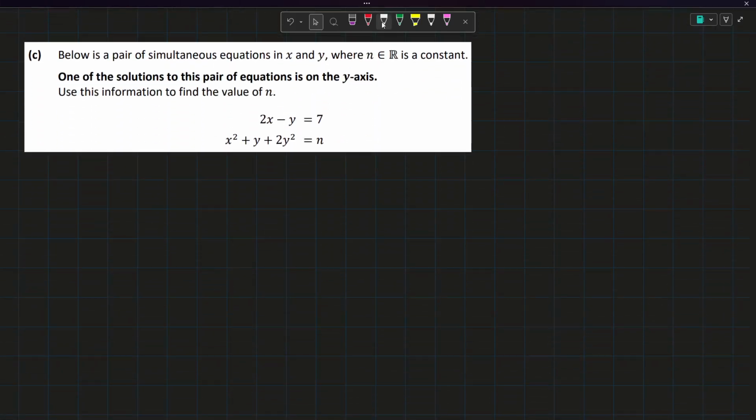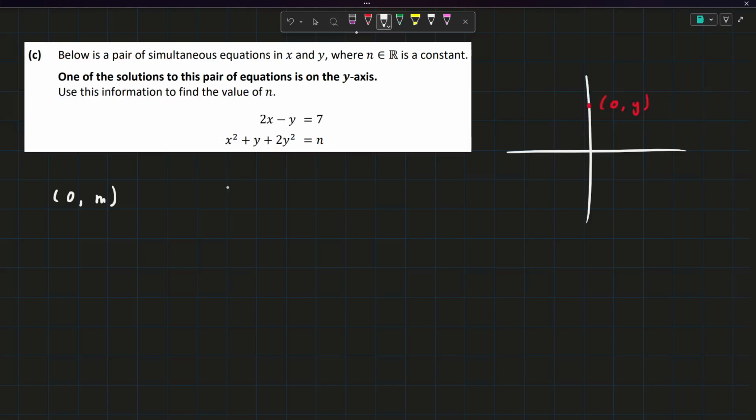And then the next part, in part C, we're given simultaneous equations, and we're told that one of the solutions is on the y-axis. If you think about one of the solutions being on the y-axis, let's say it's here, what that means is that the x value is 0, and then we don't know what the y value is. So let's call that solution 0, m, because we don't know what m is. We can sub that into both equations and see if that helps us out.